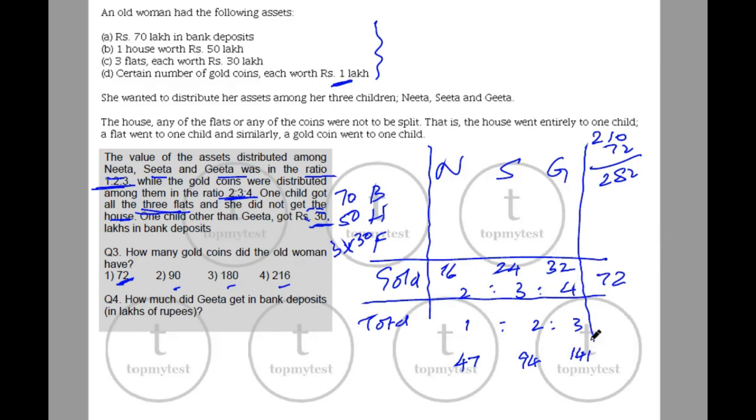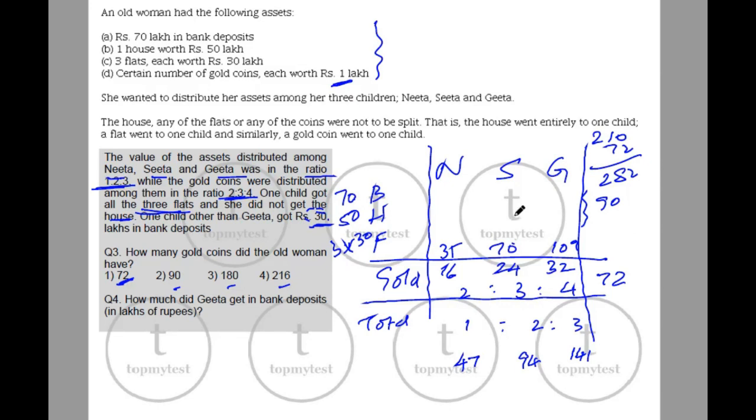So in terms of assets, this person will receive 109, this person will receive 70, and this person will receive 16, this will be 31. Now one person received all the 3 flats. All the 3 flats cannot be given to Neeta, cannot be given to Sita. It has to be given to Geeta. Right? So 90, the balance will be in terms of bank deposits.